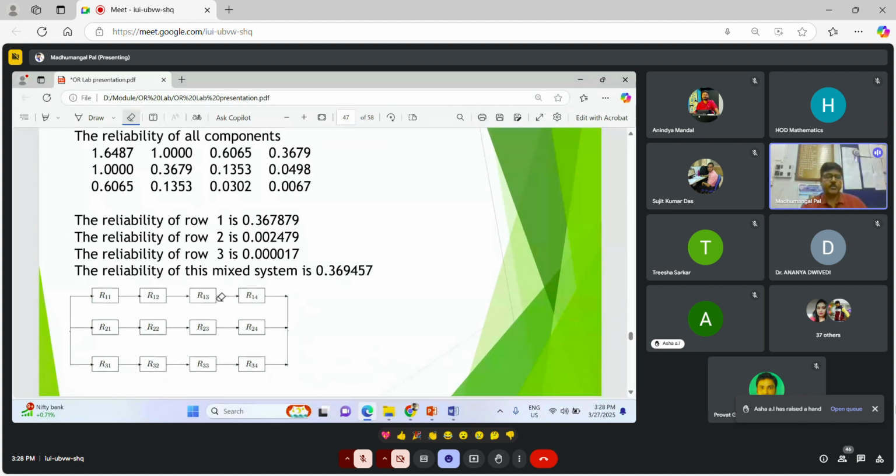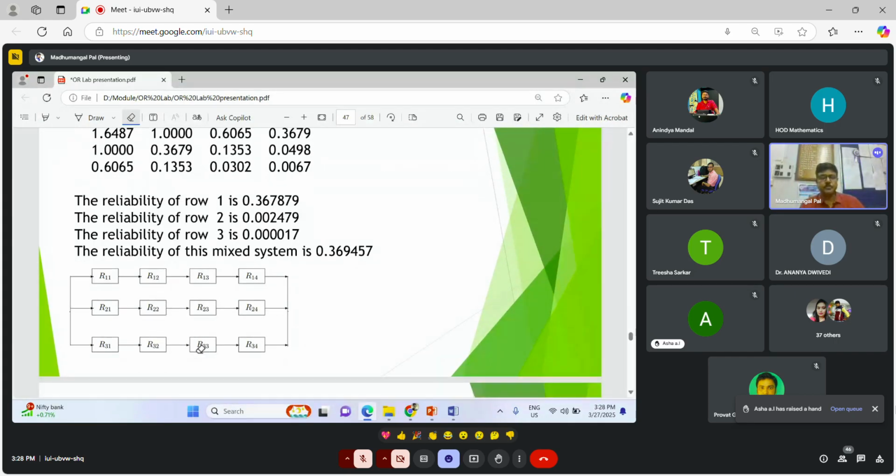0.36947. See, the first row means the reliability of the components R11 to R14. The reliability of the components of the second row, R21 to R24, is this one. So in this way, we have calculated the reliability of each row, and the last value represents the reliability of the entire system.